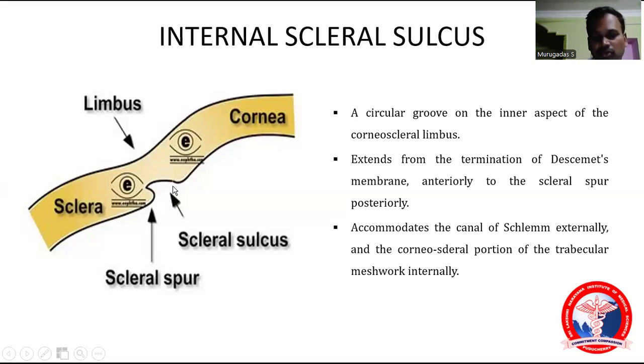This groove is going to accommodate the canal of Schlemm externally, and the corneoscleral portion of the trabecular meshwork internally. That is, this part is going to engage the canal of Schlemm, and this part is going to engage the corneoscleral portion of the trabecular meshwork.